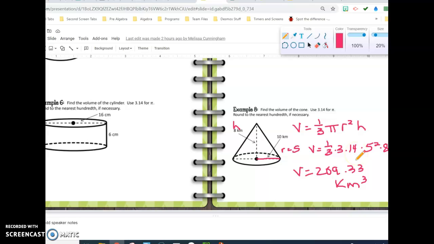Okay, so please make sure that you have completed all 4 examples. If you need to pause and go back, then rewind, that's fine. Make sure you have your notes handy, a calculator, and a piece of paper to work your problems out on for your IXL today.